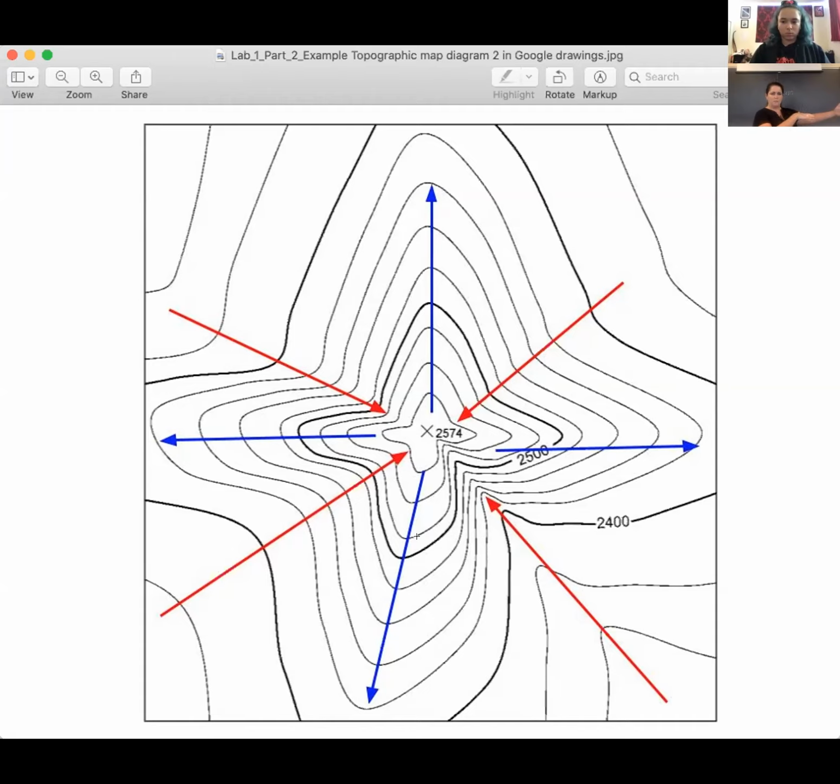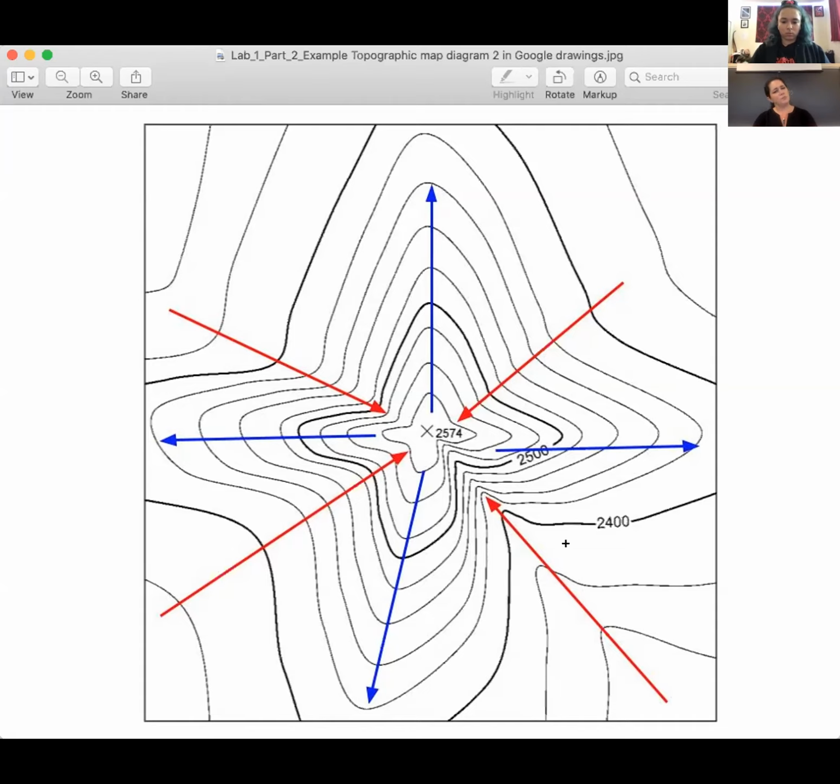If you were going to pick a place to walk, you'd pick the place with the contours that were spaced further apart, unless you had climbing equipment. You wouldn't want to walk down this necessarily. You'd probably choose something that was more gently inclined. So see if you can do that on your own.